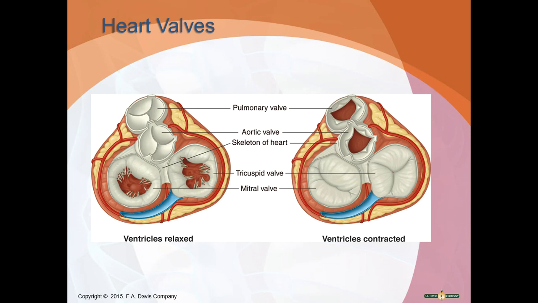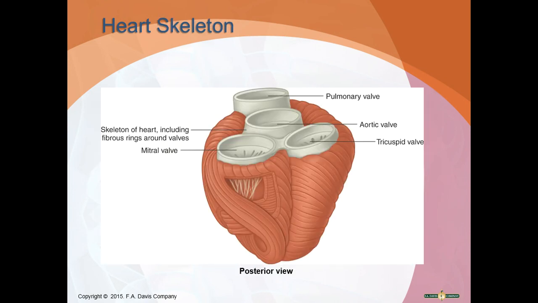So the heart skeleton is a semi-rigid fibrous connective tissue called the skeleton of the heart, which encircles each valve. The skeleton supports the heart and keeps the valves from stretching. It also provides insulation between the atria and the ventricles, preventing electrical impulses from reaching the ventricles other than through a normal conduction pathway, which we're going to talk about in a little bit.